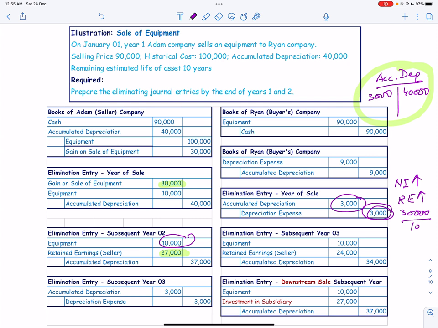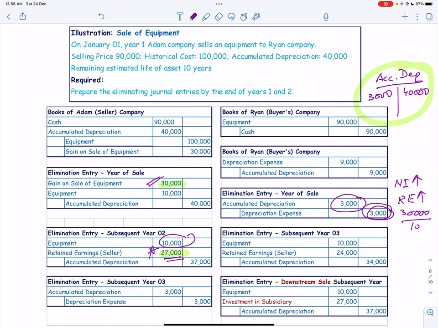So in year 1 gain was credited for 30,000, and since the gain will be sitting in the retained earning, in year 2 there is no gain but retained earning, and from a consolidated perspective we will increase the retained earning by 3,000. In other words, we increased it because of an increase in net income, and net income increased because of a decrease in depreciation expense. So in year 2 we have debited the retained earning for 27,000 because we recognized on a consolidated basis 3,000 of the gain.